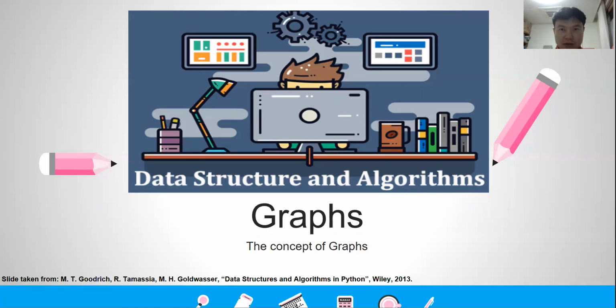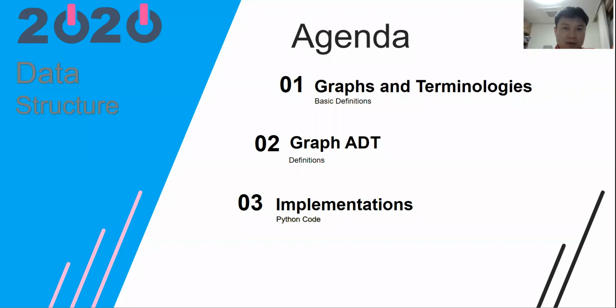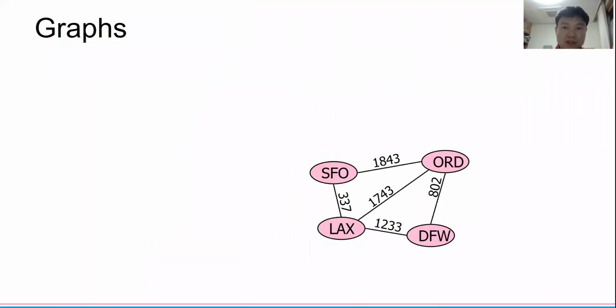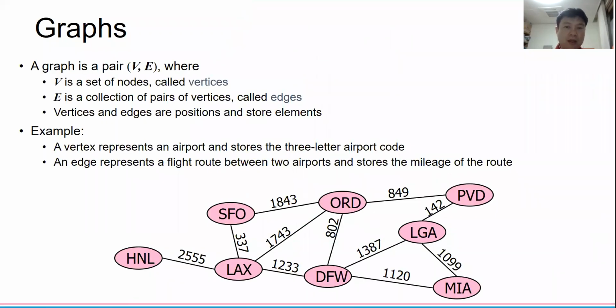And now let's try to understand the concept of graph. In this chapter, we are going to learn about the graph, the terminologies, the graph ADT, and the implementation in Python code. So what is a graph? We will check the graph in this chapter.